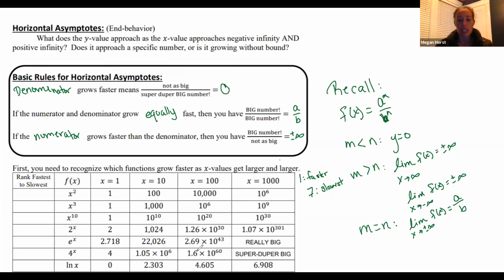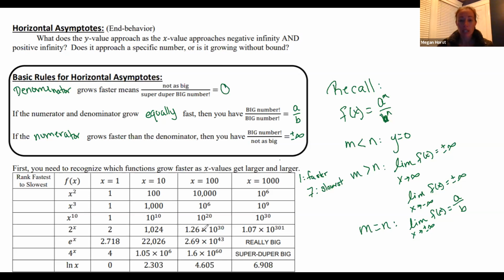The first thing that sticks out to me, so I'm going to go from 1, and then I'm going to go all the way to when my numbers are getting a little bit larger. So notice that I have 10 to the 6th, 10 to the 9th, so they're getting increasingly larger. I have 1.07 times 10 to the 301st. That's significantly larger than x to the 10th power, right? Even though at x equals 10, notice that x to the 10th power is larger at that point, right? 10 to the 10th is much larger than 1024.